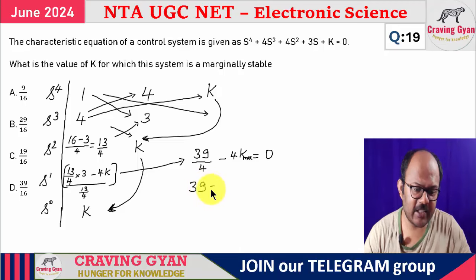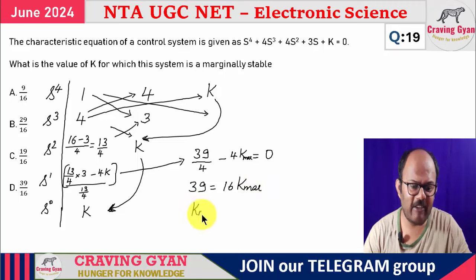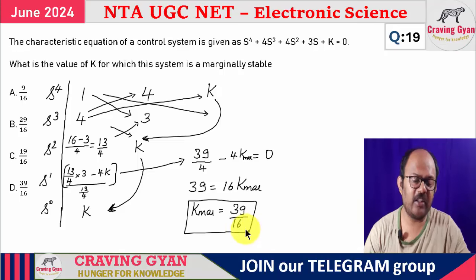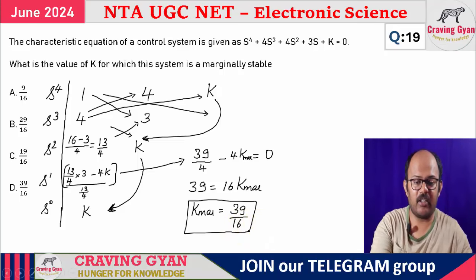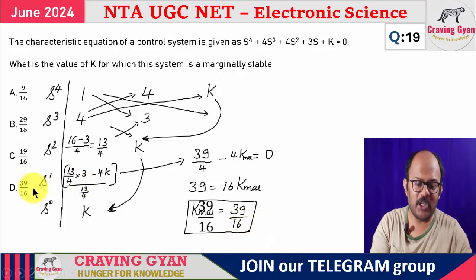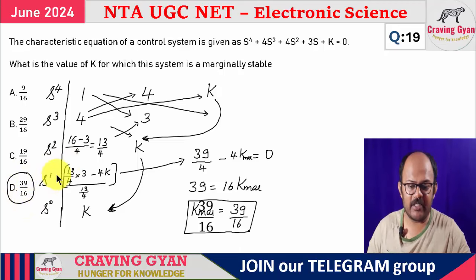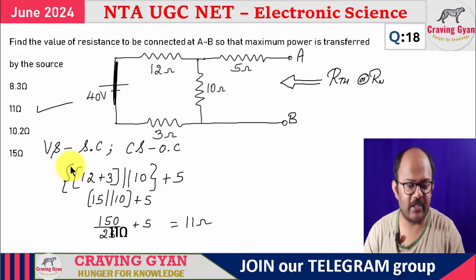39, sending this term to the right side, I'm going to get 16 times K marginal. What is the value of K marginal you're going to get? 39 divided by 16. This is the value of K marginal. Right? Which option is going to follow? Option D is correct. 39 divided by 16.